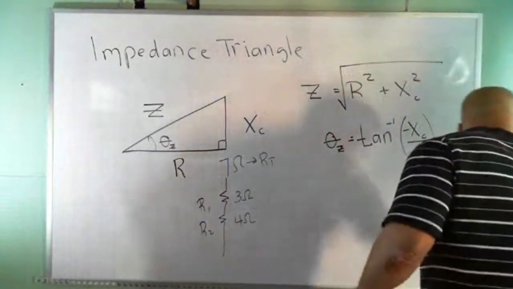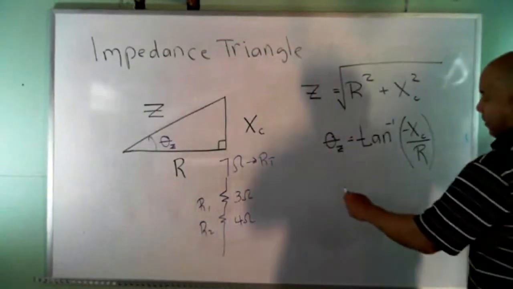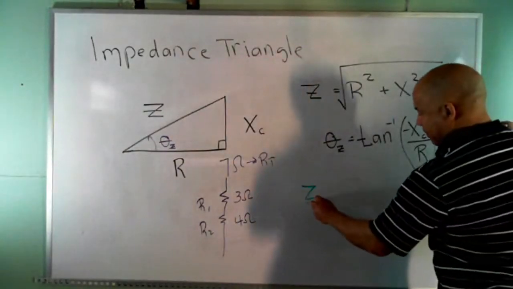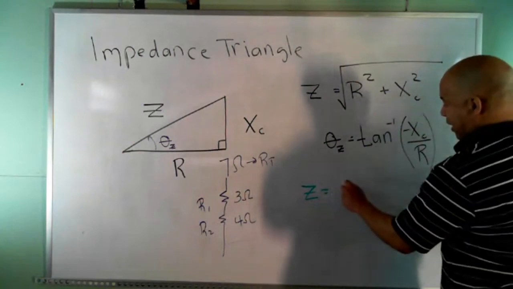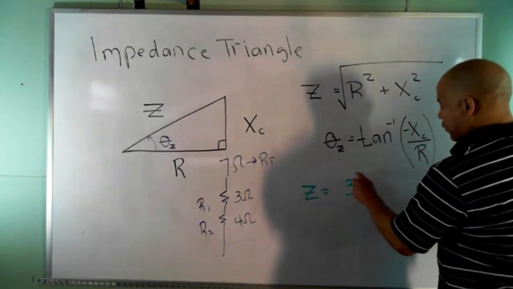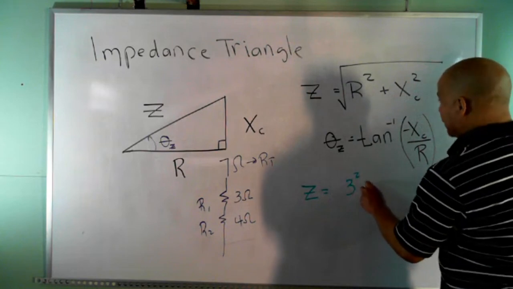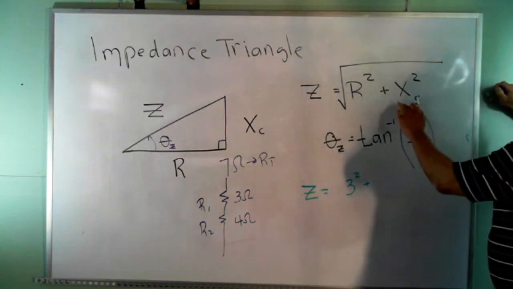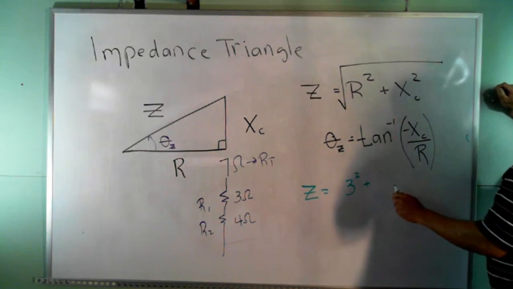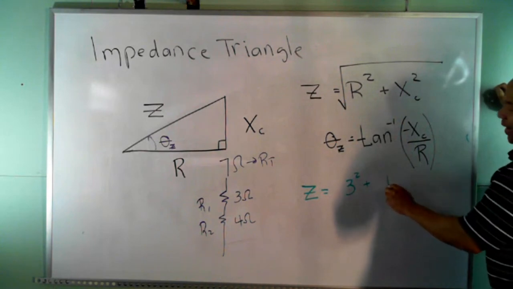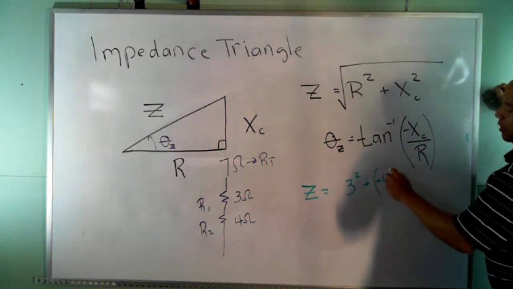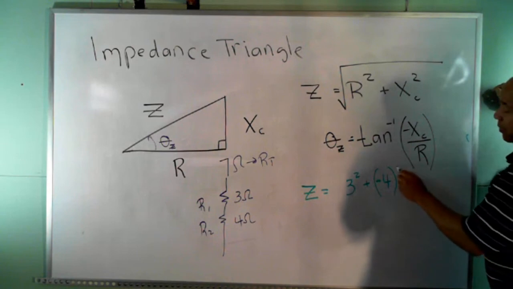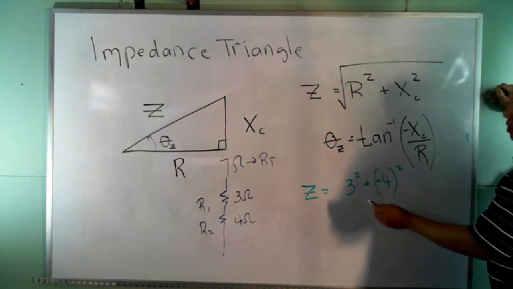So what I would do, I would say my impedance is equal to the square root of R squared. So I've got 3 squared plus, now that XC, I'll go ahead and write it as 4, but often I'll put a -4 in there. I'll probably just put that -4 in there, but I don't want you to get confused by that. I want to show you why it's -4.